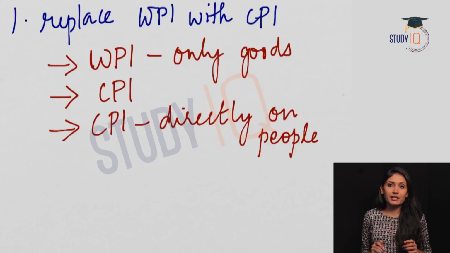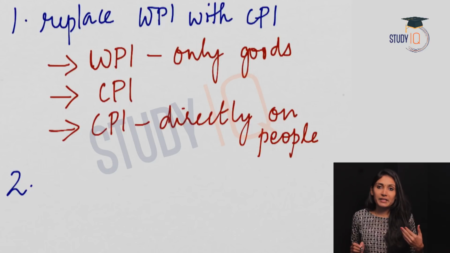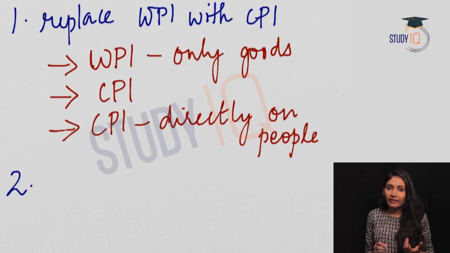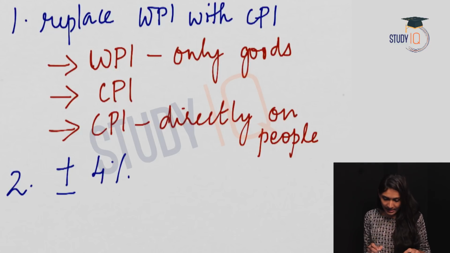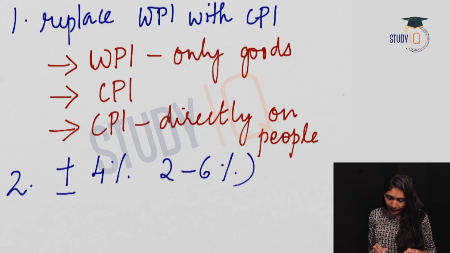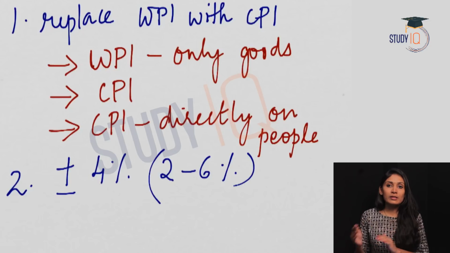And this recommendation was accepted by the government. The second recommendation given by the committee was that the RBI should endeavour to maintain the rate of inflation at plus or minus 4%. That is 2 to 6%. The RBI must strive to maintain the rate of inflation within 2 to 6%.